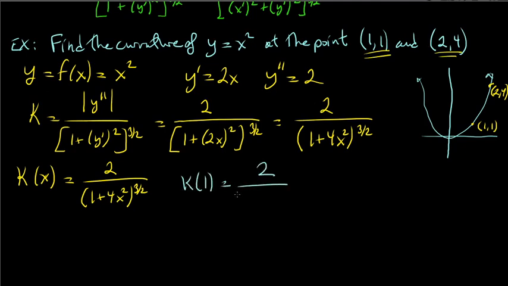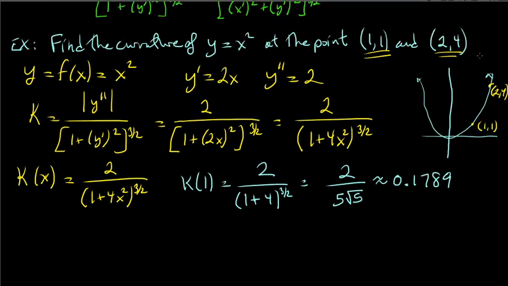You get 2 divided by 1 plus 4 times 1 squared. So 1 plus 4 is 5. So we get 2 divided by 5 to the 3/2 power, which is 5 square root of 5, right? So that's approximately 0.1789. Okay, 0.1789. Close enough, rounded to 4 decimal places.